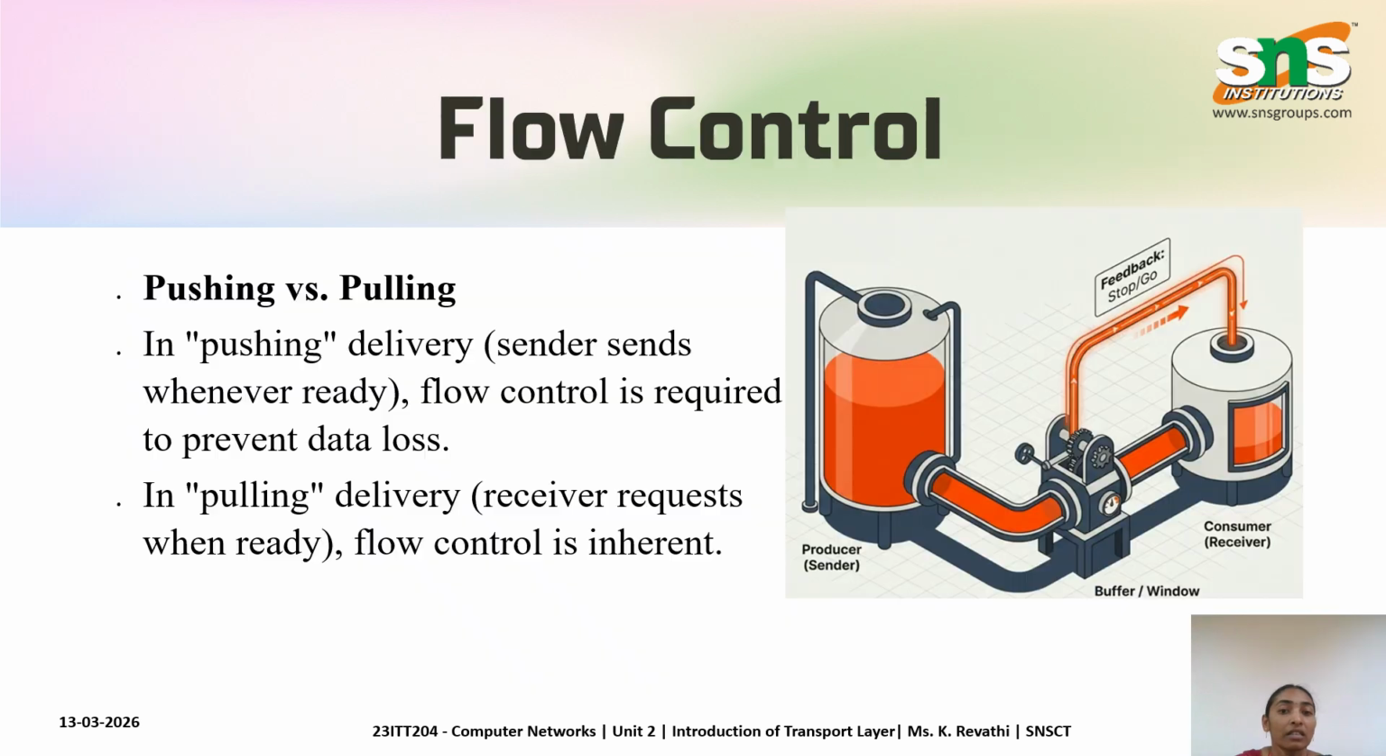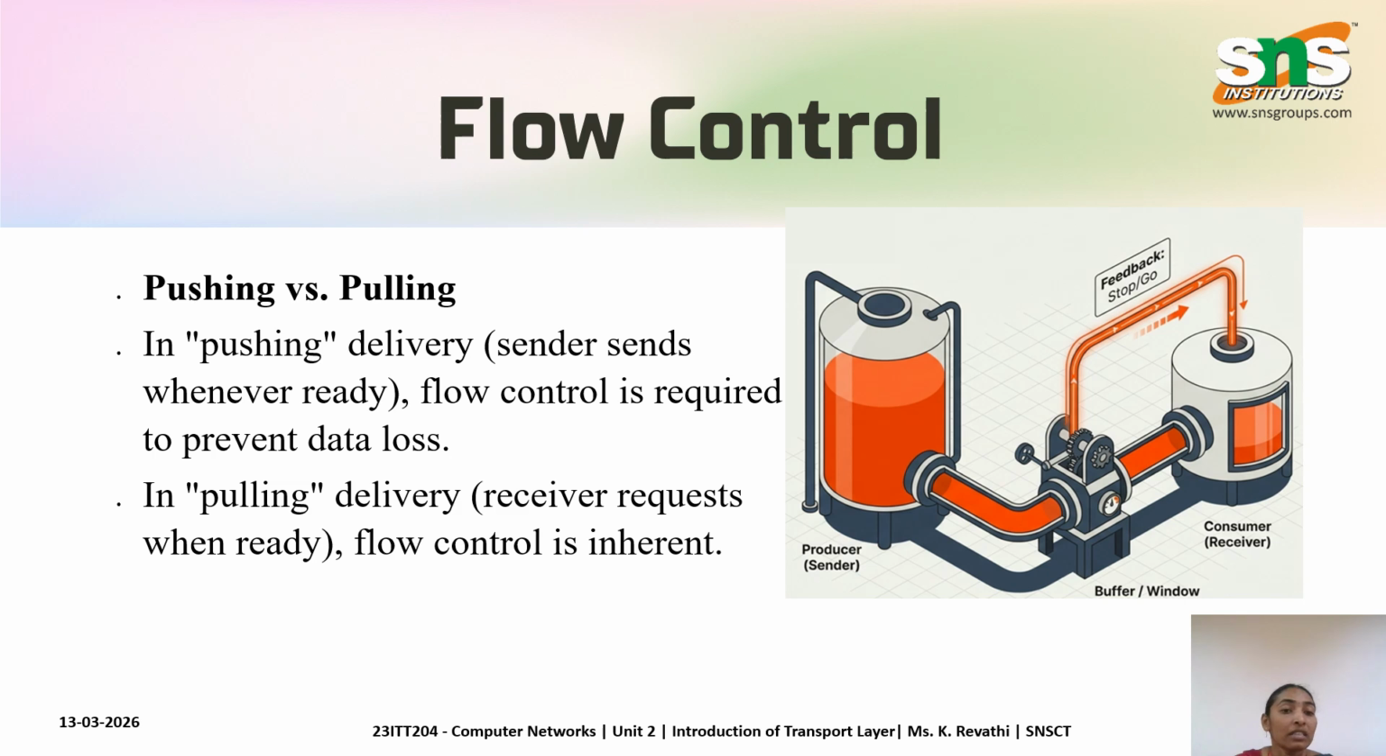The next one is flow control. Sometimes the sender transmits data faster than the receiver can process it. Flow control ensures that the receiver is not overloaded. For example, the sender pushes the data to the receiver, then the receiver controls the rate using a buffer concept.